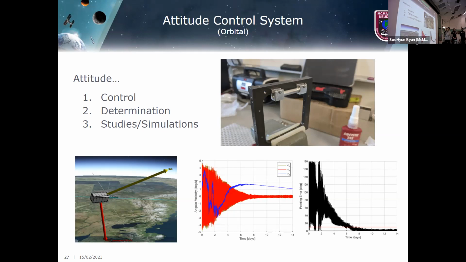We can see on the right here, this black color, that the pointing error actually stabilizes after about 8 days, as well as the angular rotations of the satellite. So once we send it up, we're fairly confident that within 8 days it's going to stabilize. Check it out.